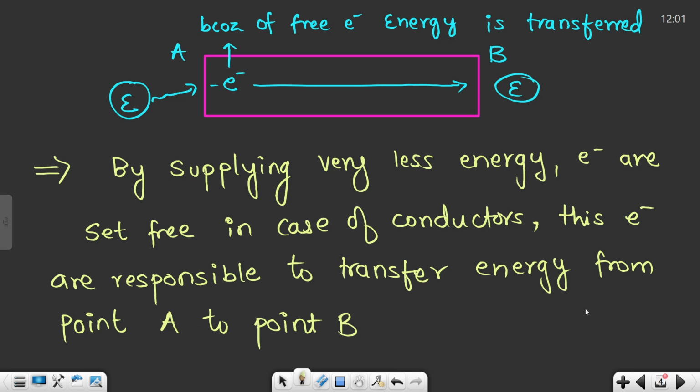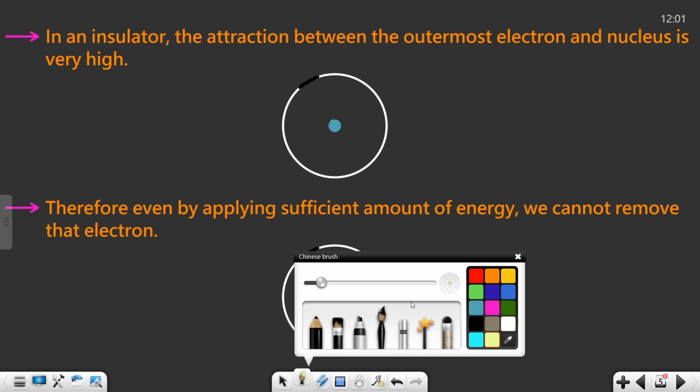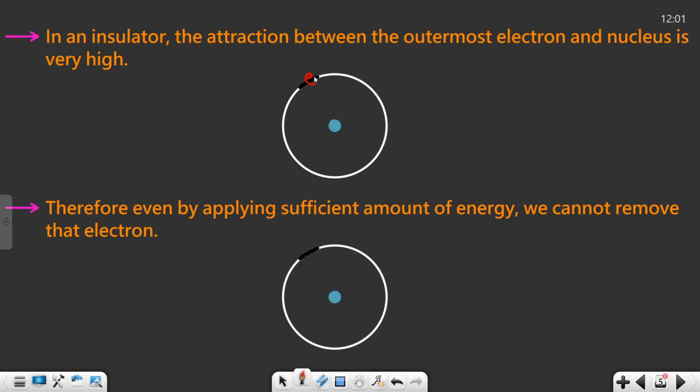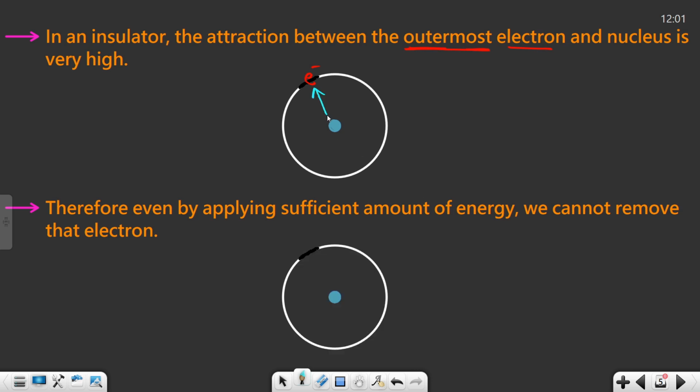So does that mean these electrons are absent in case of insulator? Yes, that is true. And why are the electrons absent in case of insulator? Well, the reason is quite simple. First of all, you'll see that in an insulator, the attraction between the outermost electron and the nucleus is very high. So this is my outermost electron and the nucleus. The attraction between the outermost electron and nucleus is very high.